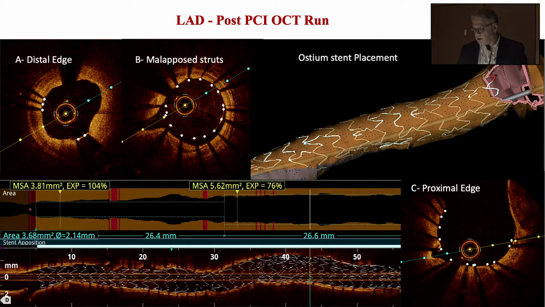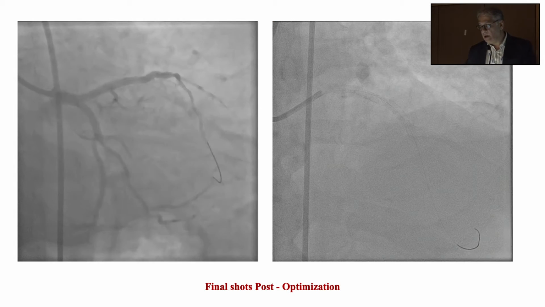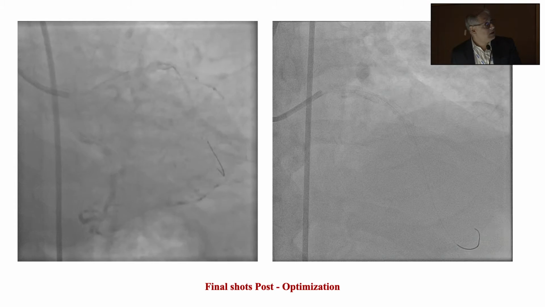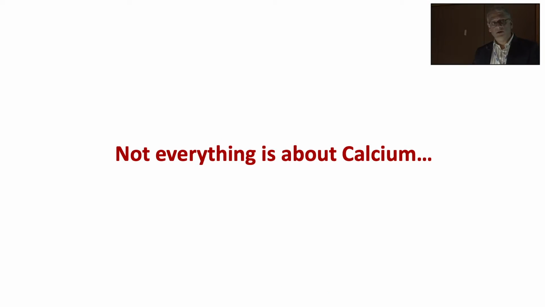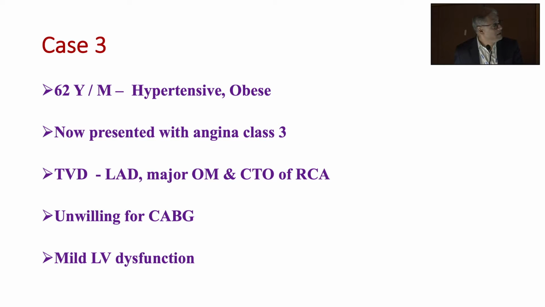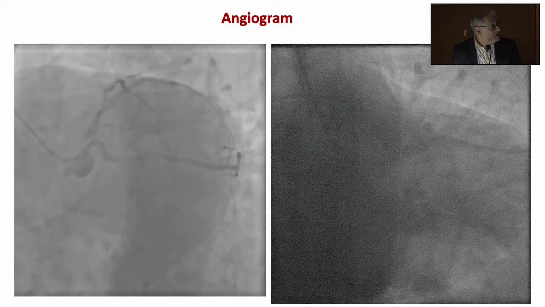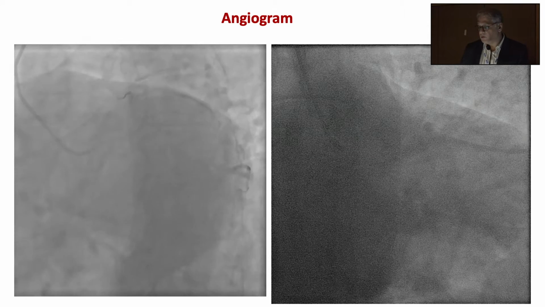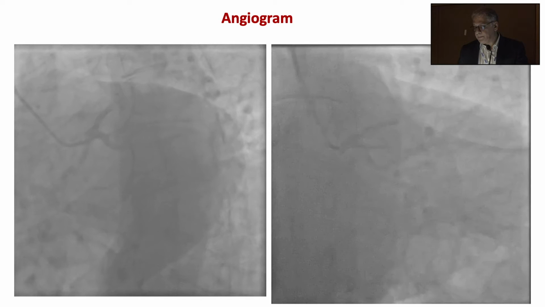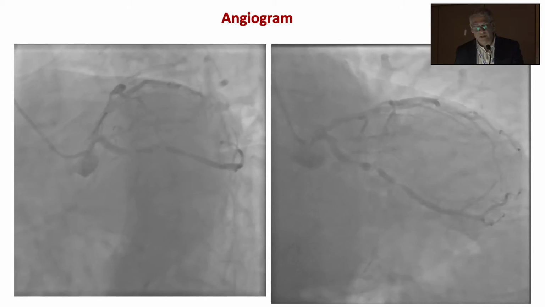Now, if you think it's all about calcium, it's not. Sometimes non-calcific lesions can also cause problems, like it did in this gentleman who was an obese 62-year-old. He had 3 vessel disease, and I'm showing you the circumflex lesion, which, as you can see, looks quite complex. Very tight, tortuous vessel.